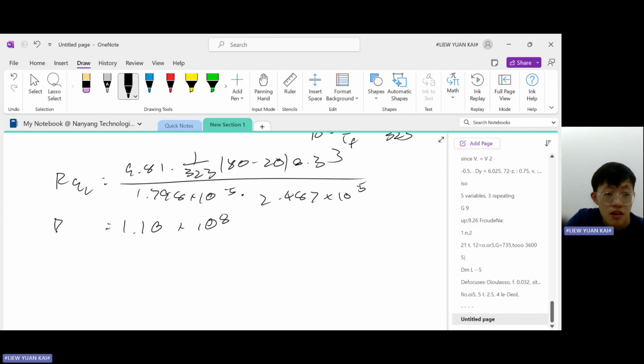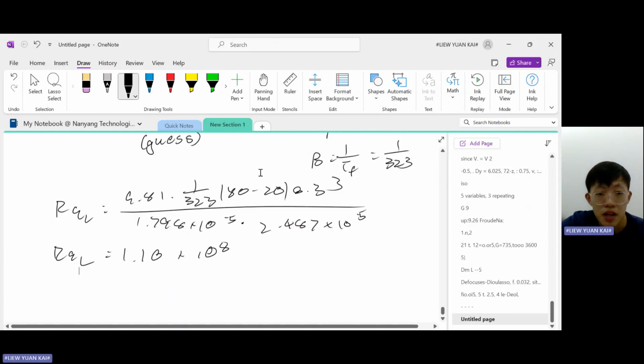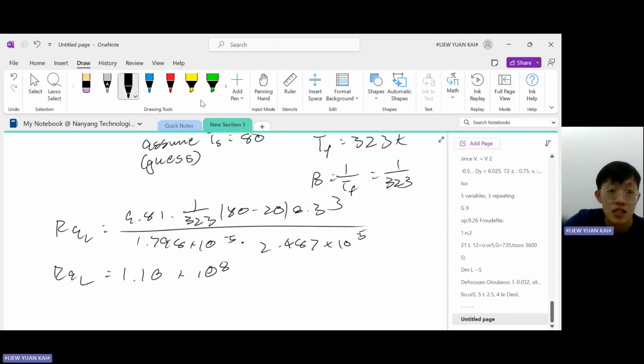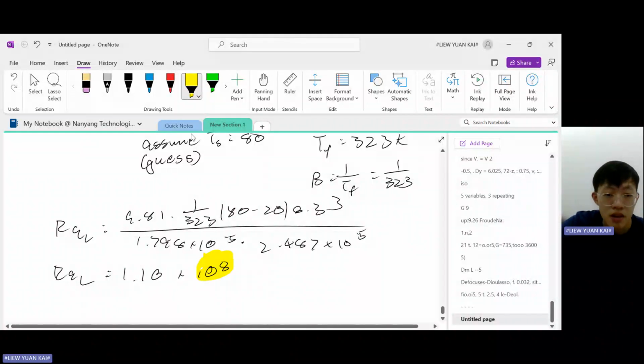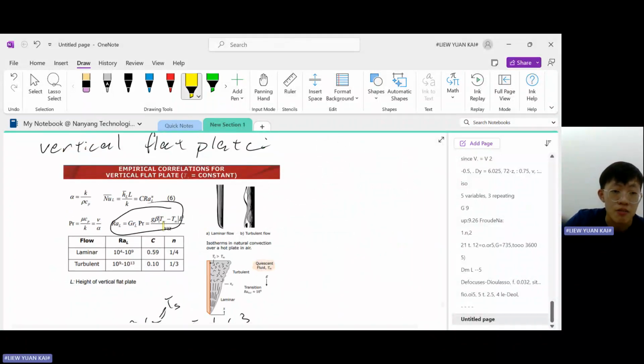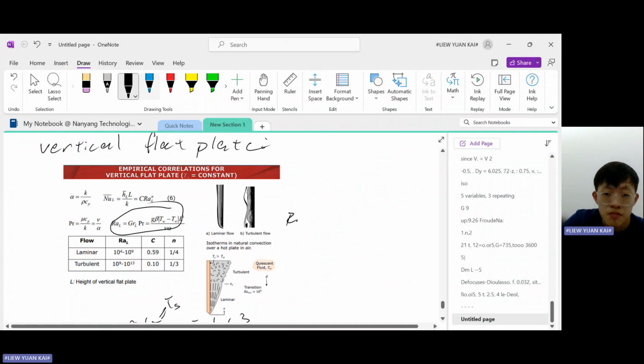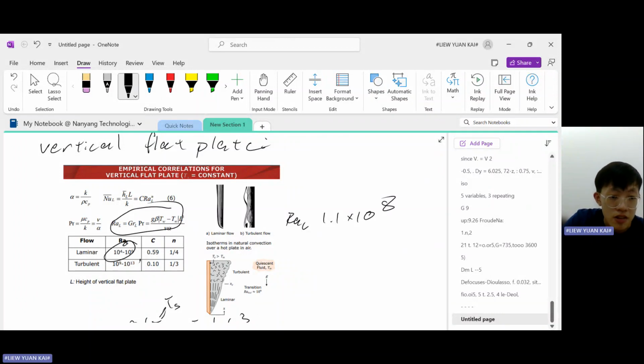Now you go back to the formula for the vertical flat plate and make sure you notice that this is 10 to the power of 8. So we calculated the Rayleigh number to be 1.1 times 10 to the power of 8. Now you check, where does it fall under? This range or this range? The laminar or the turbulent range? Now it falls under the laminar range, right?